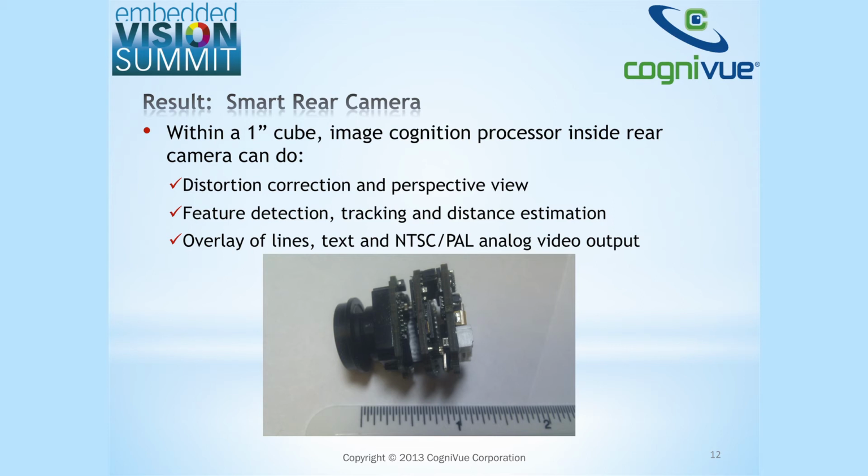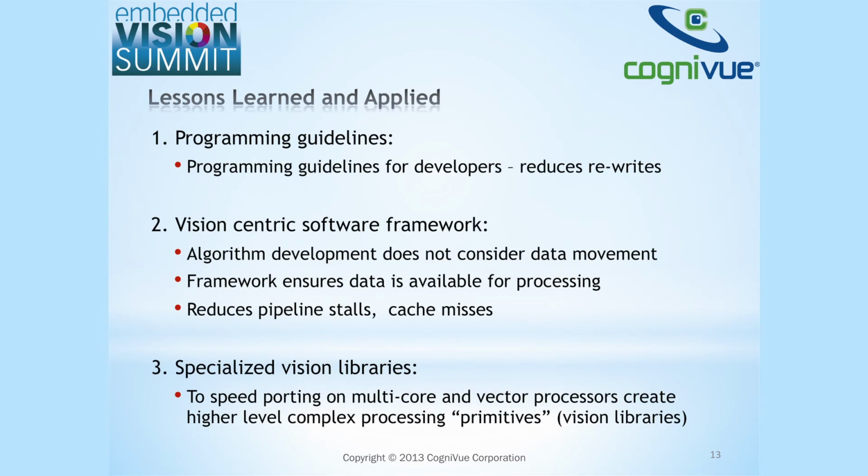So the lessons we learned, and this seems rudimentary, but for an R&D center becoming a product-based business company, delivering robust technology to our customers, it was important, of course, to have programming guidelines for our developers to reduce the number of rewrites we had along the way in terms of developing that code and delivering it to customers. We ended up discovering ourselves that what our customers ultimately needed, which is what we discovered we needed in the process of getting the algorithm developed, was a vision-centric software framework.